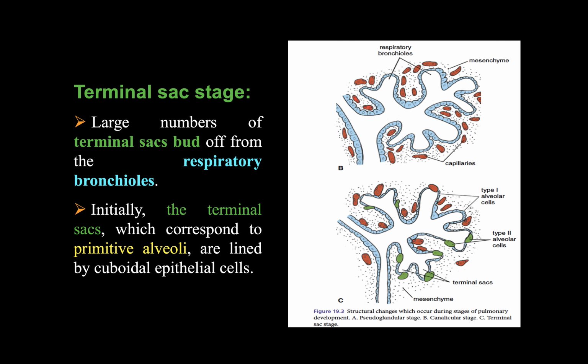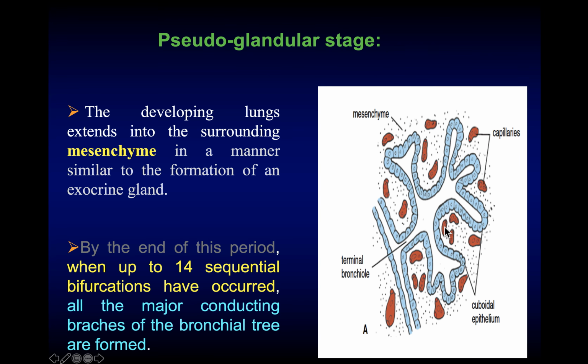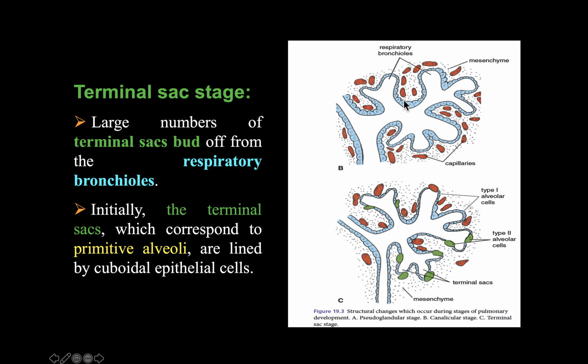The third stage is the terminal sac stage. At this stage we start to develop a large number of terminal sacs, and all these terminal sacs bud off from the respiratory bronchiole. So you can see all the structures here, and this is the bud off, and this will result in the formation of the terminal sac.